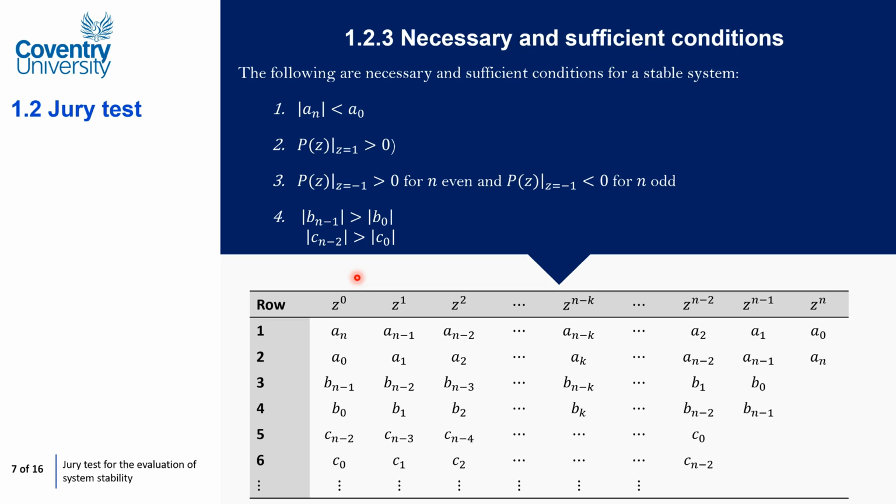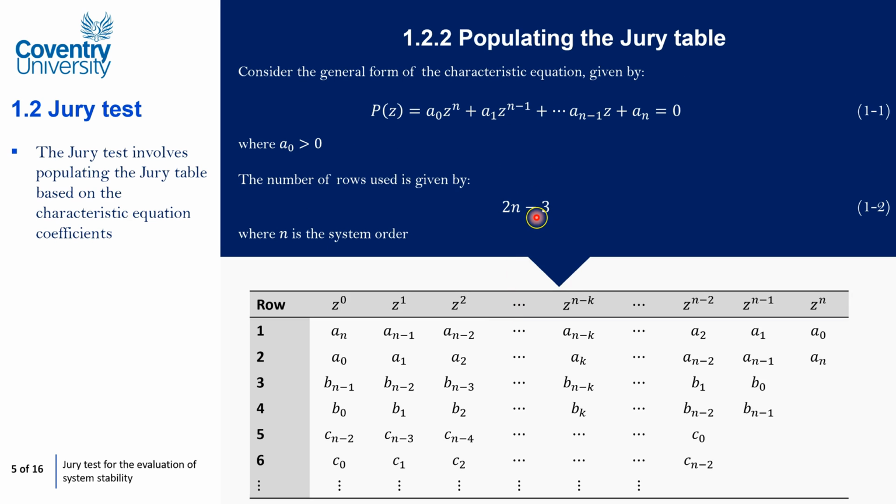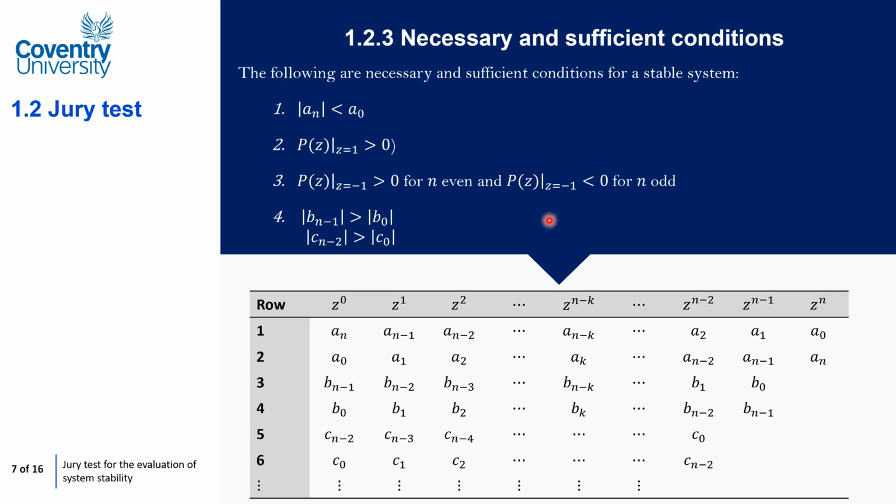So the table, what you're going to be able to do to begin with is populate it, given that you've got a characteristic equation. If it's second order, you'll only use the first row, because if we go back to the equation here, 2 times 2 minus 3, you just end up with that equaling 1, so you don't use the first row. So for second order, you don't use the first row. For a third order, you use the 3 rows, and then for a fourth order, you use the 5 rows. And the following are necessary and sufficient conditions for a stable system.